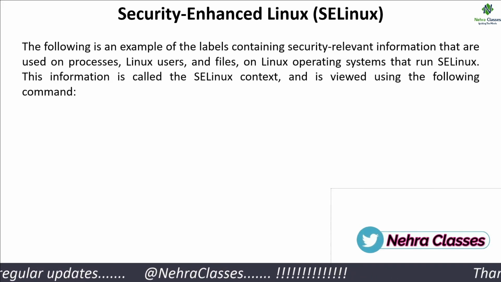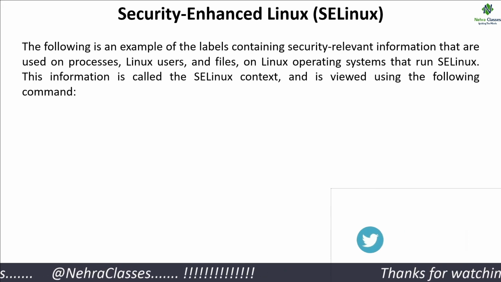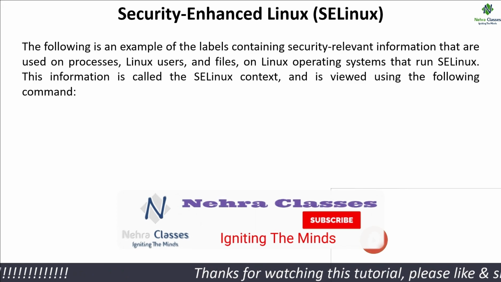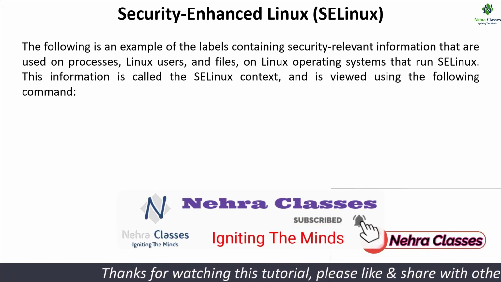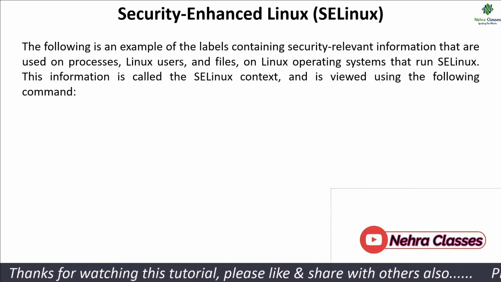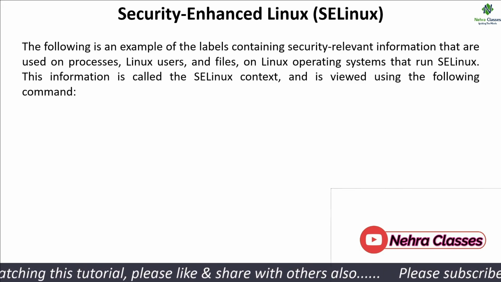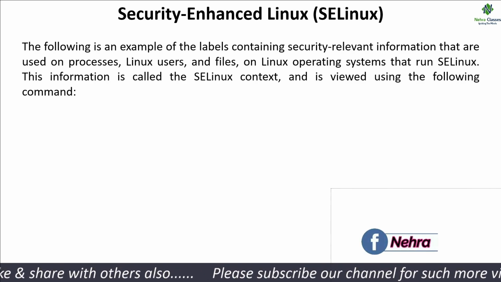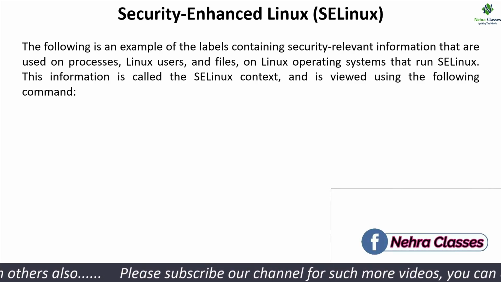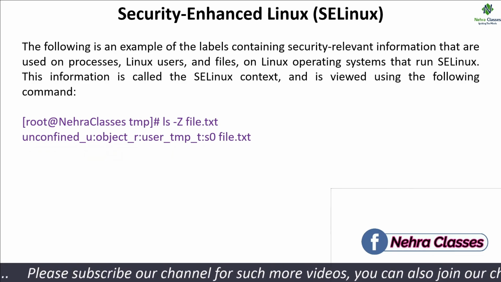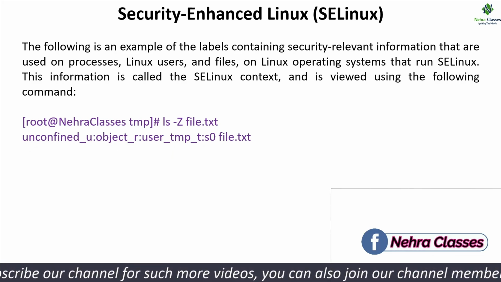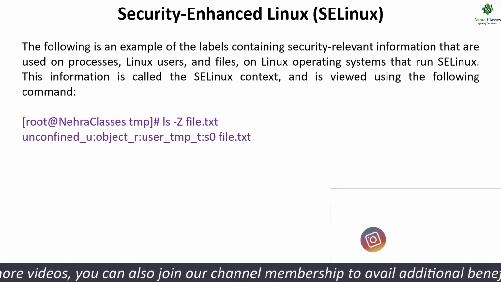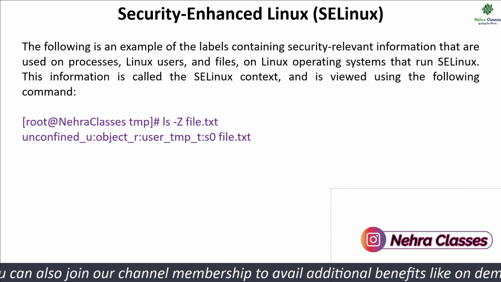The following example shows the labels containing security-relevant information that are used on processes, Linux users, and files on a Linux operating system that runs SELinux. This information is called the SELinux context and is viewed by using the following command, which I have already shown you. Here we mention option -Z with the ls command to see the SELinux context.